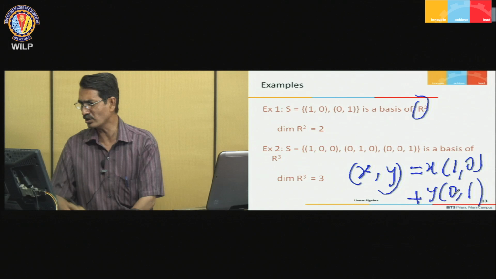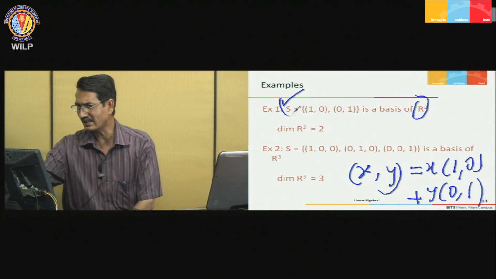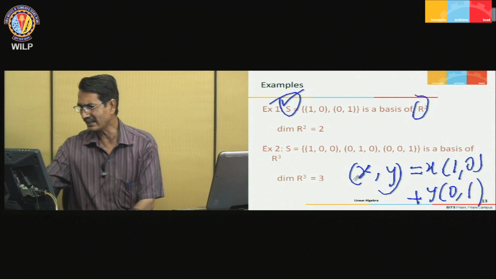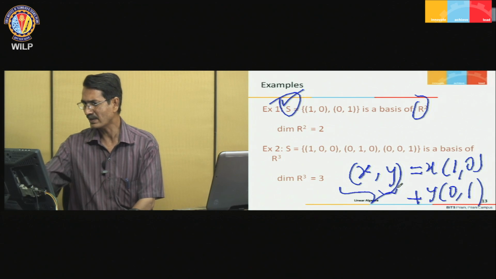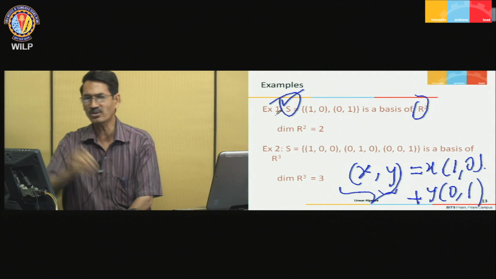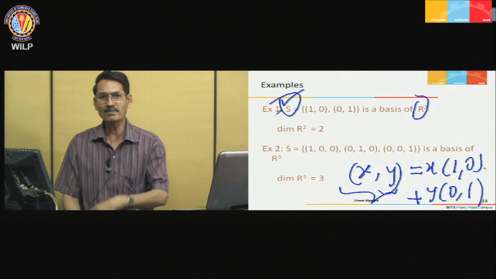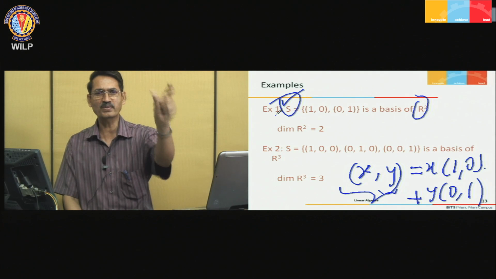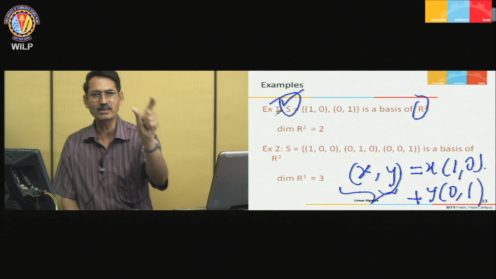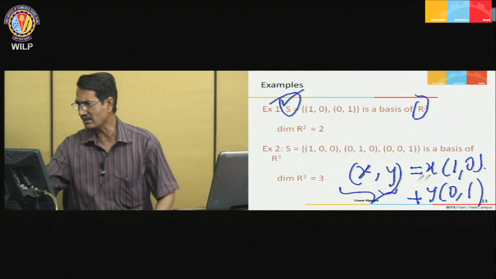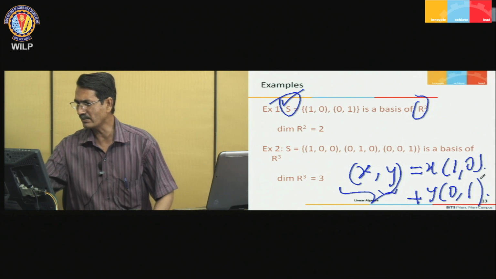And what are (1, 0) and (0, 1)? They are the elements of the set S. Therefore, every element of R2, this (x, y), any arbitrary element of R2, has been expressed as a linear combination of the elements of S. Remember, S spans V means every element of V must be expressed as a linear combination of the elements of S. And that is what has been done here.